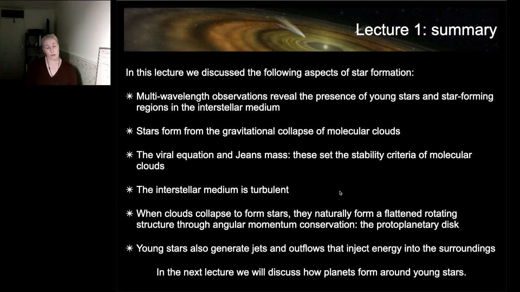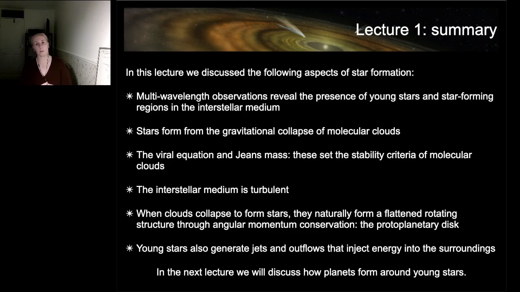We then touched upon angular momentum conservation. When these clouds collapse to form stars, they naturally form a flattened rotating structure through angular momentum conservation. As we'll go on to talk about in the second lecture, this is very important, this is what we call the protoplanetary disk.